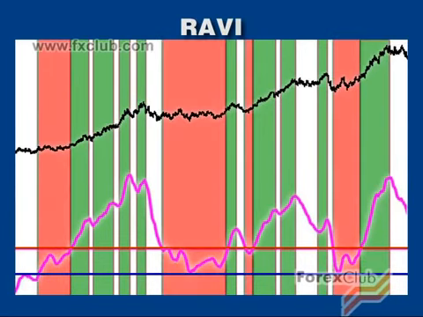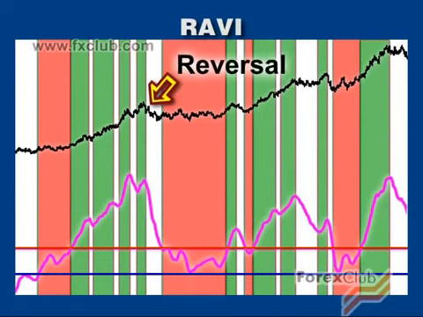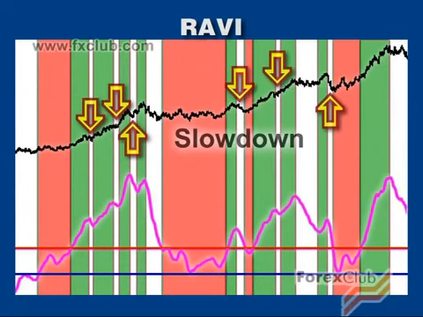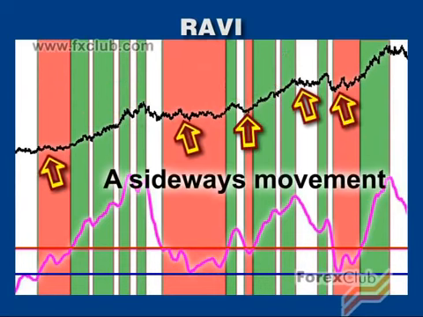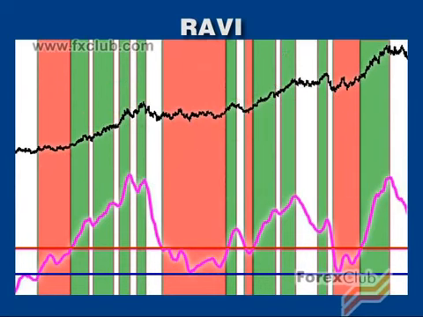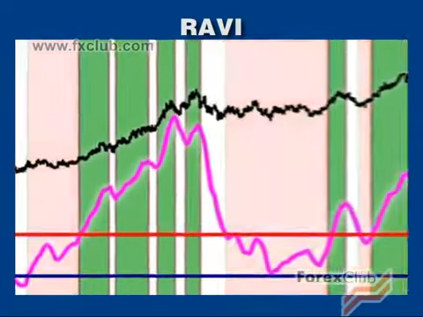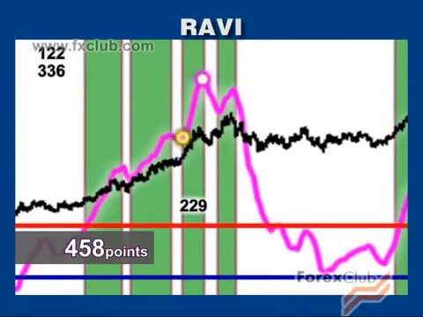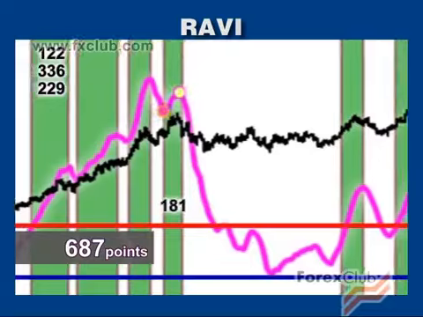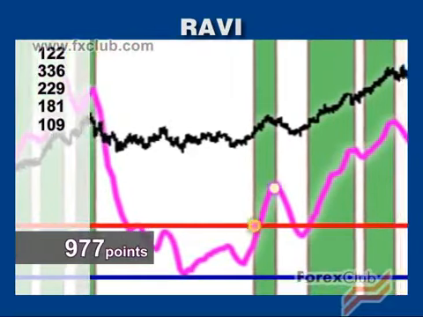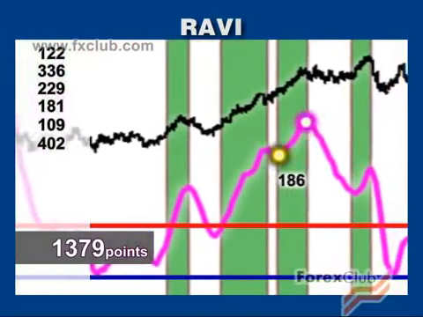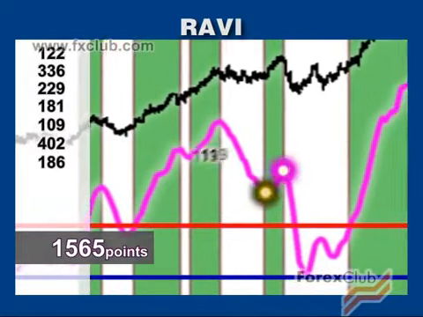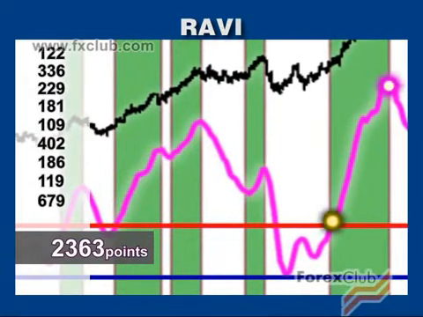In the red and white areas, RAVI provides information on reversal, trend slowdown, or a sideways market. That is, RAVI doesn't generate trading signals by itself for these intervals. Still, if we had used only RAVI signals for the period of time from April 2002 until May 2003, we would have got over 2,500 points profit.